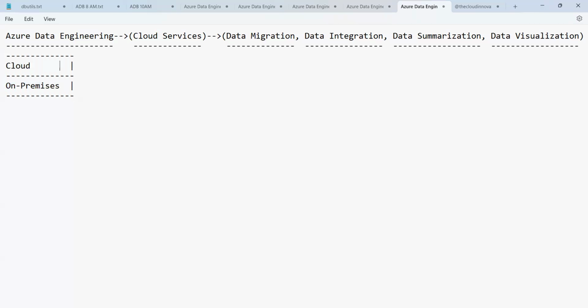Let's try to understand cloud and on-premises with an example. Every one of us is using a mobile phone nowadays. Whenever we buy a mobile phone, every mobile phone we get it.